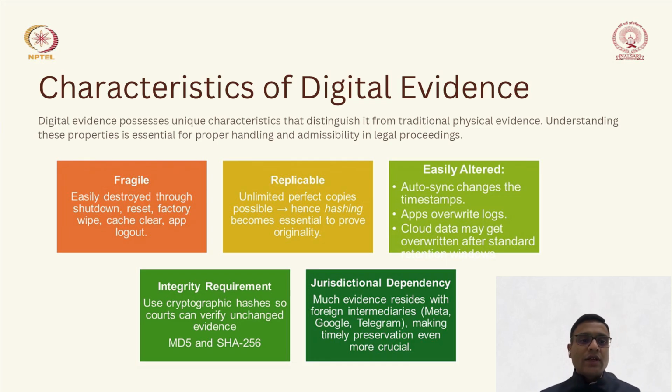To understand this in more detail, we call it fragile because digital evidence is susceptible to changes. It can easily be destroyed, it can get affected by atmospheric factors, and it can get copied. So the original and the duplicate become very difficult to distinguish between them. Hence, we use what is called hashing.